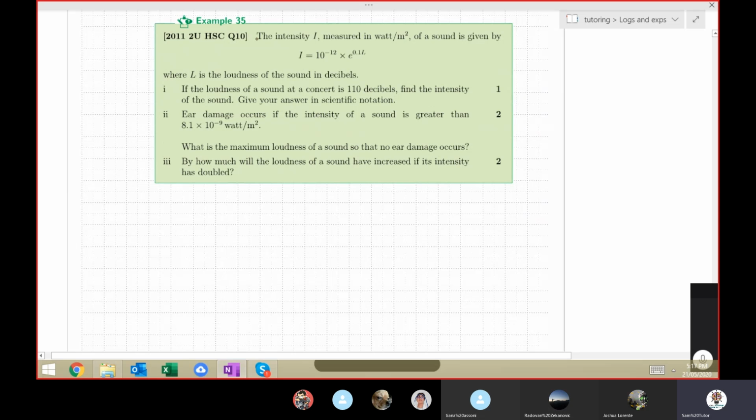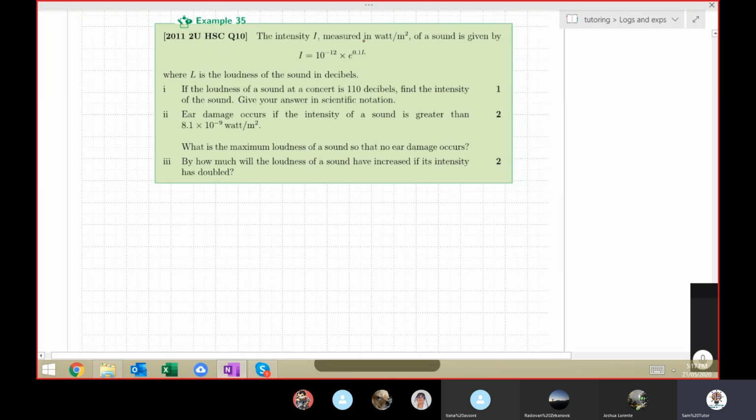All right. Lissandra, we're going to do this. We'll do I together, so this shouldn't be too hard. I think I is actually too easy. We're going to do I and double I. But let's read. The intensity, measured in watts per square meter, of a sound is given by this. I equals 10 to the power negative 12 times e to the power 0.1L, where L is the loudness of the sound in decibels. Don't let the words get you. Don't worry.